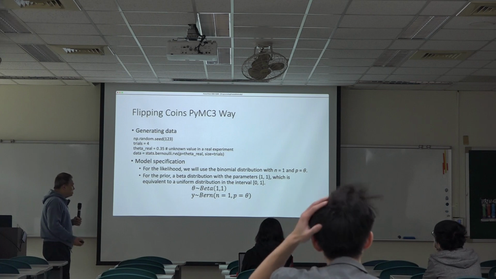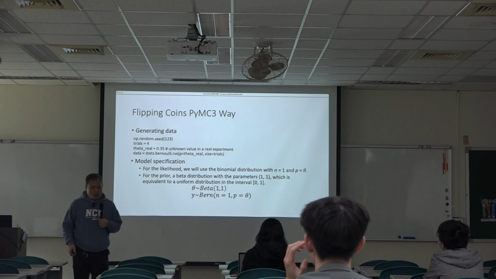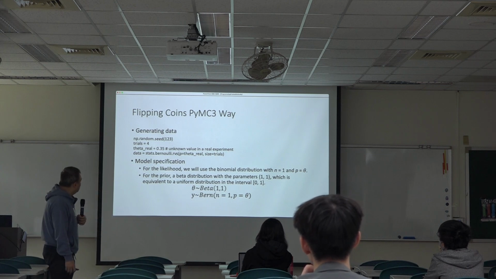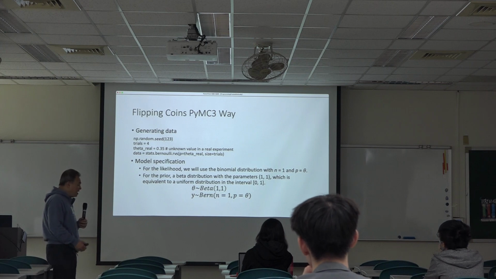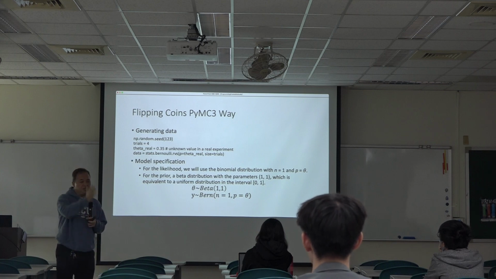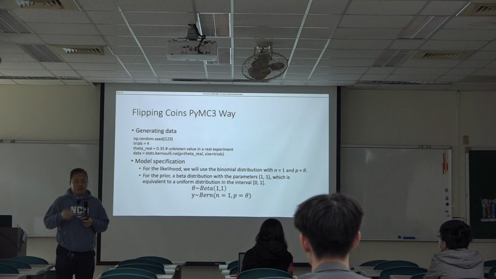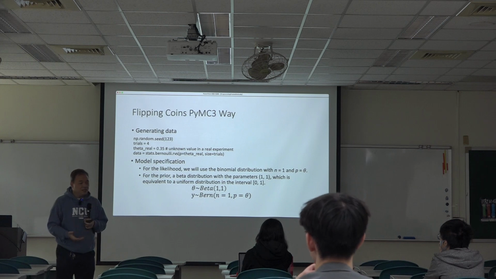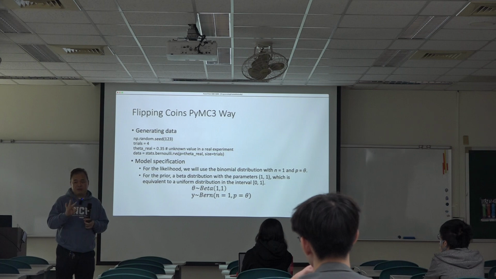As a first example, let's see how we can write the PyMC3 program for coin flipping. For coin flip, we have tried to consider it using a grid approach, right? We have tried to consider this problem using the conjugate prior, right? So this is the third time we consider the exact same problem.